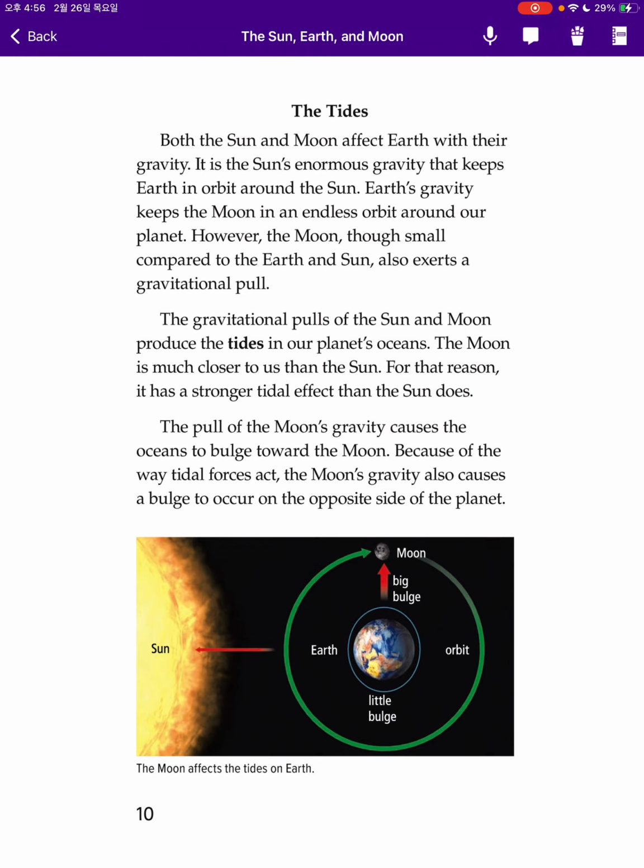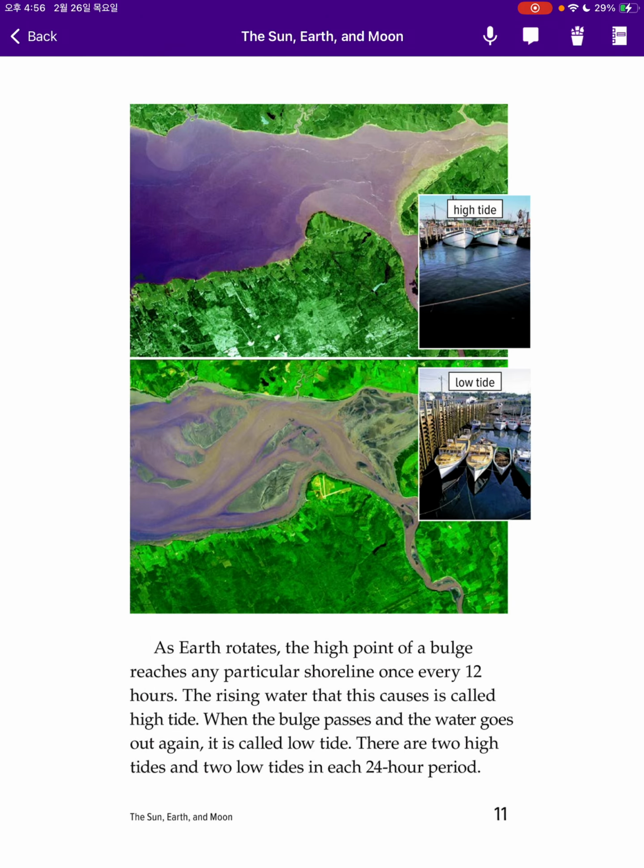The moon is much closer to us than the sun. For that reason, it has a stronger tidal effect than the sun does. The pull of the moon's gravity causes the ocean to bulge toward the moon. Because of the way tidal forces act, the moon's gravity also causes a bulge to occur on the opposite side of the planet. As Earth rotates, the high point of a bulge reaches any particular shoreline once every 12 hours.